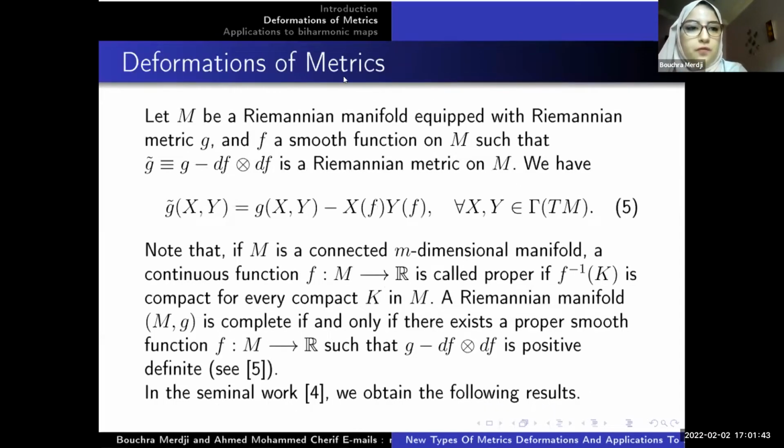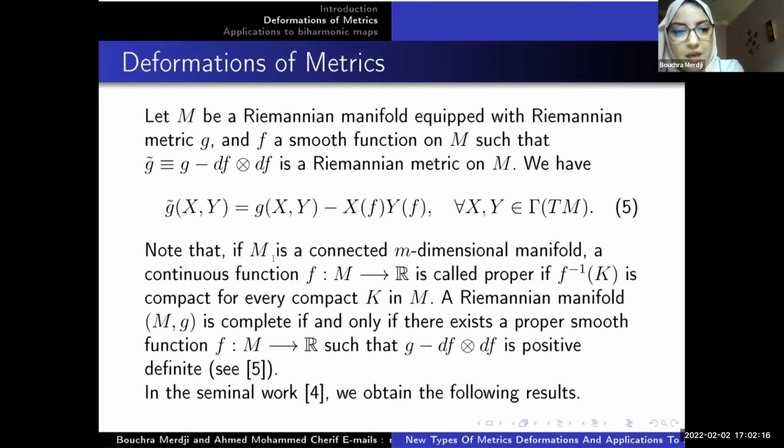Now we move to deformations of the metric. We have M, a Riemannian manifold equipped with Riemannian metric G, and F a smooth function on M, such that G tilde, equal to G minus dF tensor product dF, is a Riemannian metric on M. We have G tilde applied to X, Y equal to G applied to X, Y minus X applied to F times Y applied to F, where X and Y are vector fields on the manifold M.